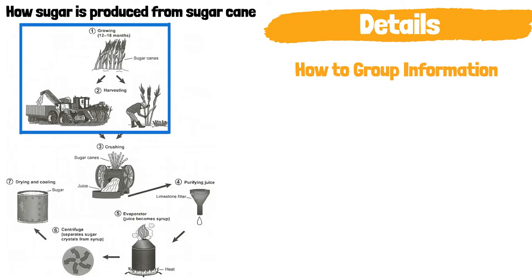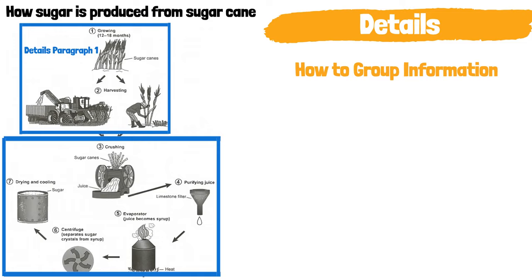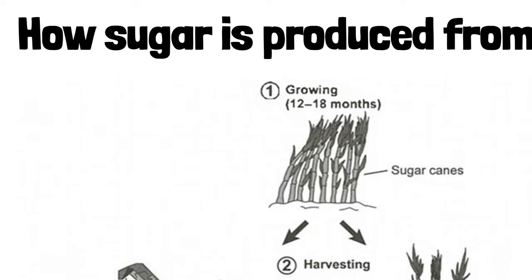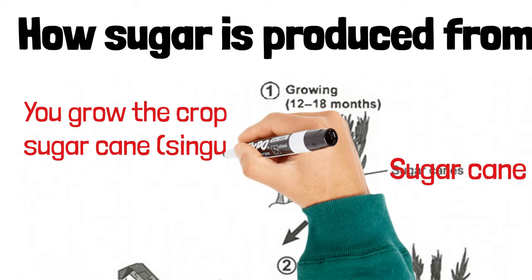Now let's talk about how to group the information in the diagram. As you can see, the first 2 steps take place in the field. Therefore, we can group them in Details Paragraph 1. The remaining steps all take place in a factory, so we can group them in Details Paragraph 2. When describing the first stage, we should use the singular sugar cane. As I explained, you grow the crop sugar cane, singular, and then you harvest the canes, plural.